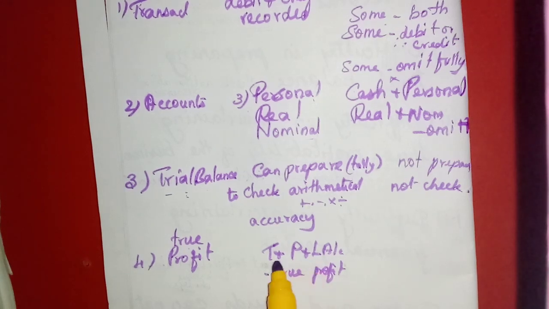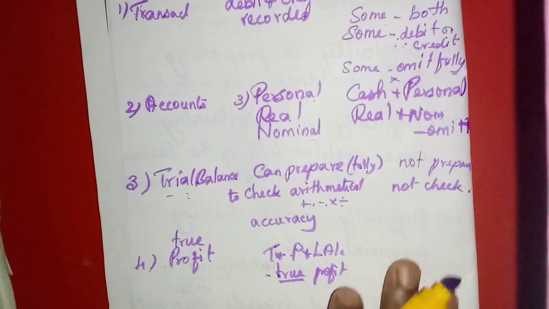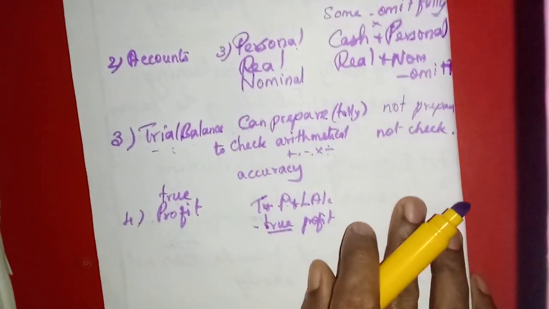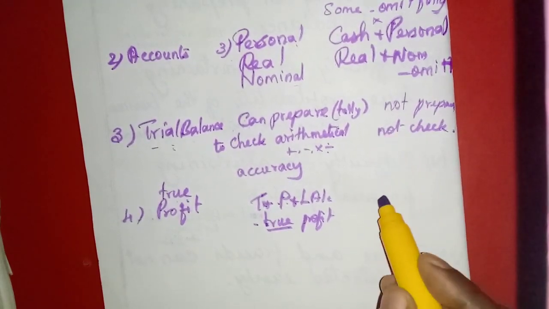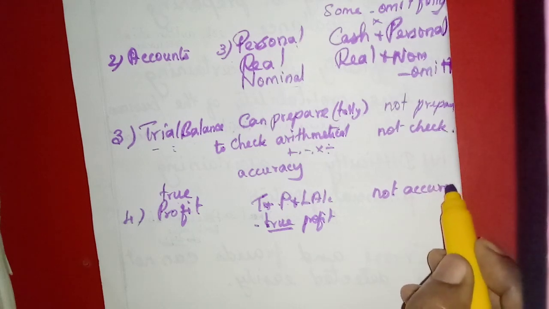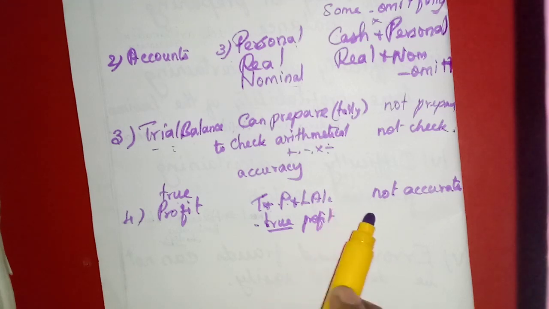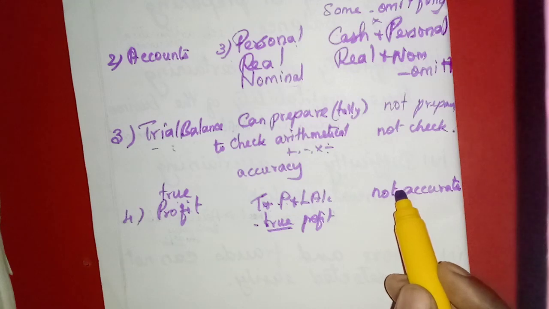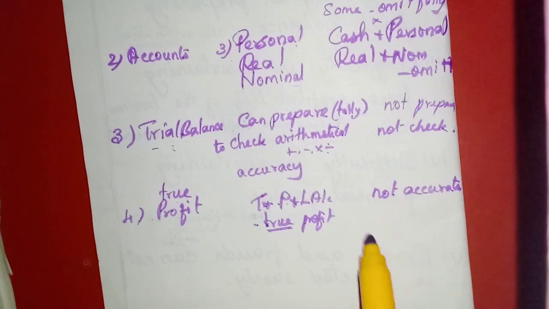So the profit that we calculate from the trading and profit and loss account will be true and accurate. Here, in incomplete records, we will prepare the trading and profit and loss account with some information, but it will not be accurate. The profit calculated by using very little information may not show the accurate profit or loss of the business.